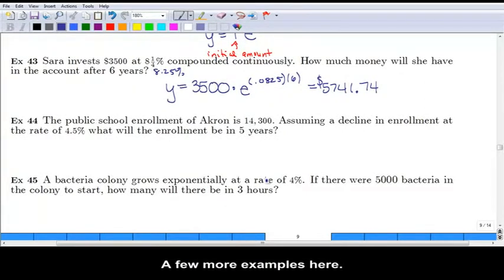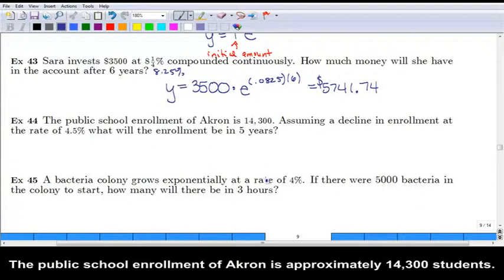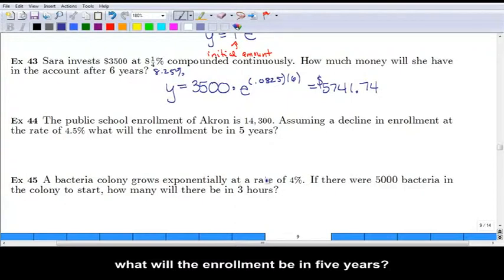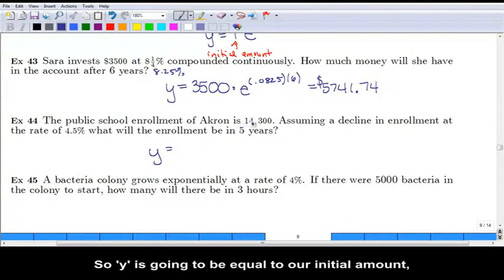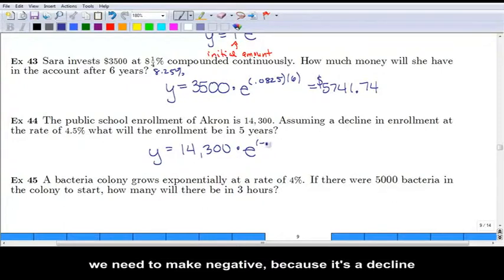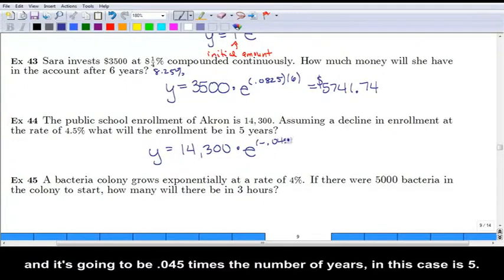A few more examples here. The public school enrollment of Akron is approximately 14,300 students. Assuming a decline in enrollment at the rate of 4.5%, what will the enrollment be in 5 years? In this case, we've got a decline. So y is going to be equal to our initial amount, 14,300, times e to the r. The rate in this case we need to make negative because it's a decline, so it's negative 0.045 times the number of years, in this case 5.